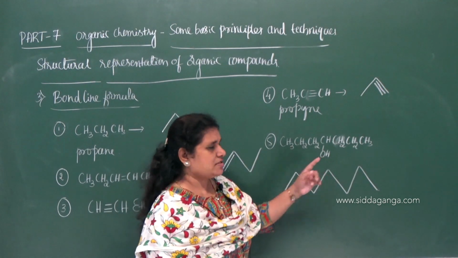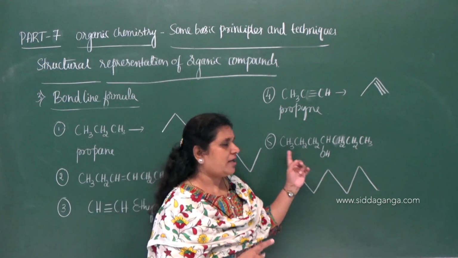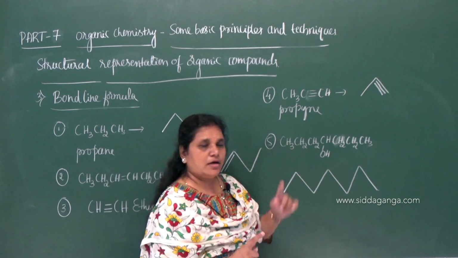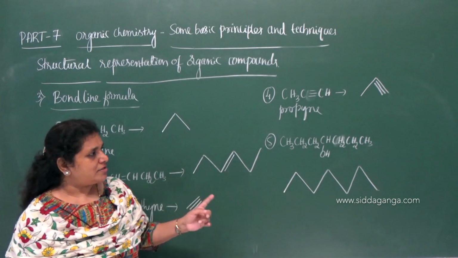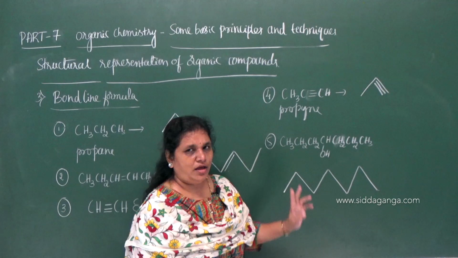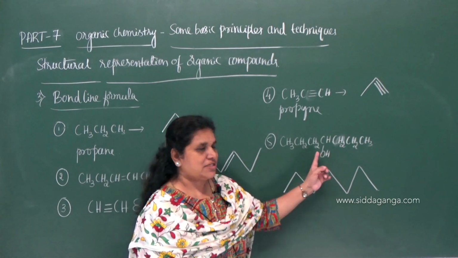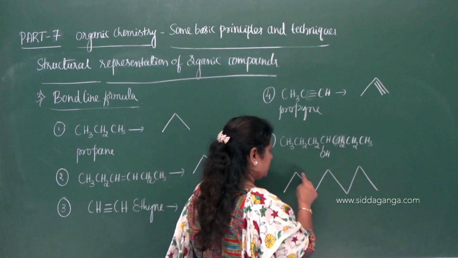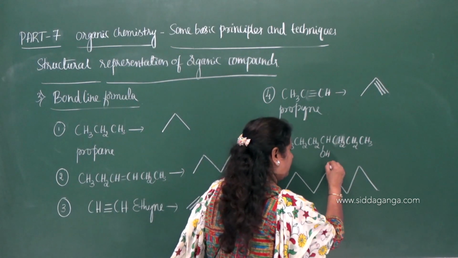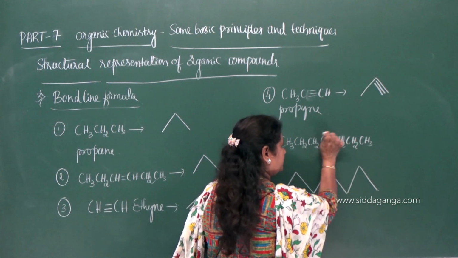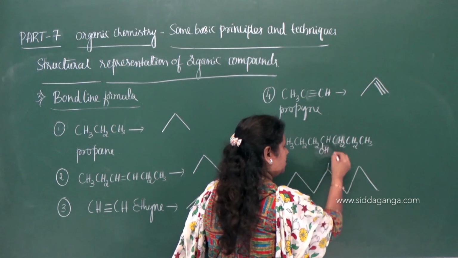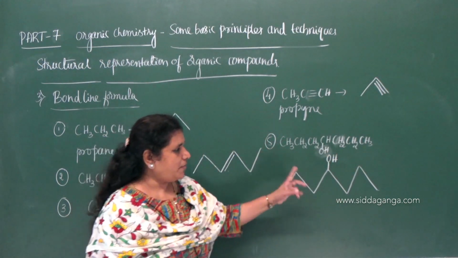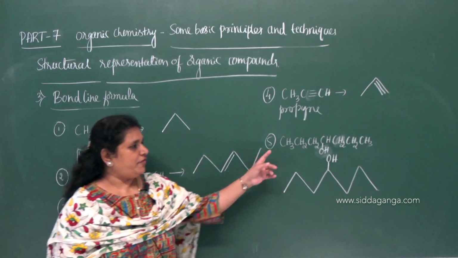The oxygen of OH is an atom other than carbon and hydrogen. As I said, atoms like oxygen, nitrogen, phosphorus can be shown in the bond line formula, and the hydrogen atom, since it is attached to oxygen, can be shown in the formula. Here we have the OH group, and that we have to represent by putting a single bond. So this is the bond line representation of the fifth compound.